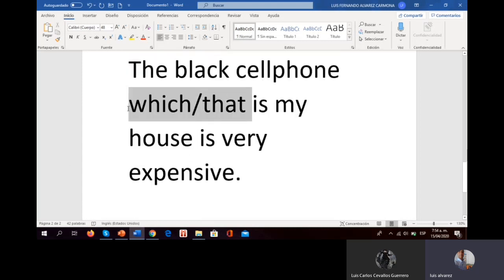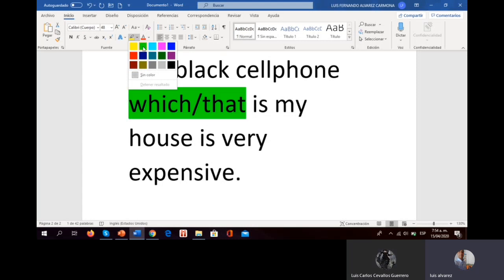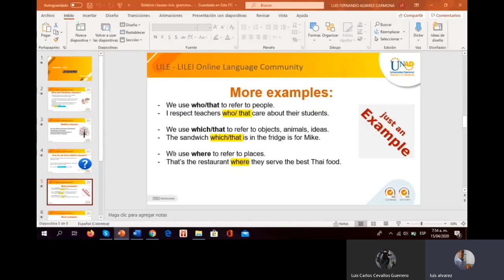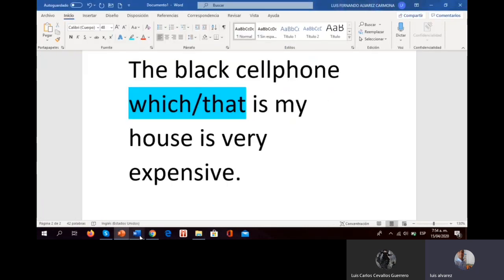All right. This is totally true. And you got the clause which and that when talking about things, ideas, or animals or objects. All right. So now let's move over to the other one to make it clear. We use where to refer to places. That's the reason where they serve the best Thai food. So where refers to places.